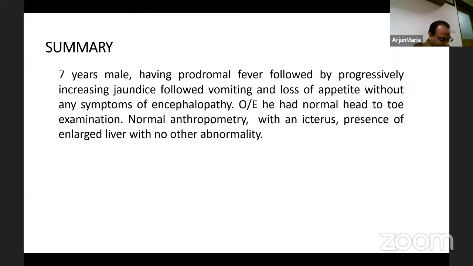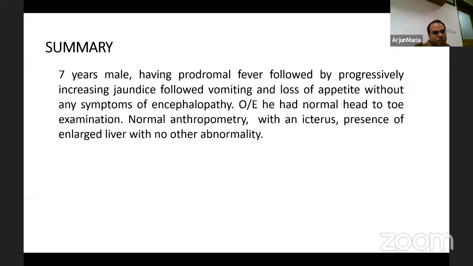So the approach should be, whenever you get a child with jaundice, first determine whether the jaundice is direct or indirect, based on symptoms, predominantly urine color. If the jaundice is associated with dark colored urine, that suggests direct hyperbilirubinemia.